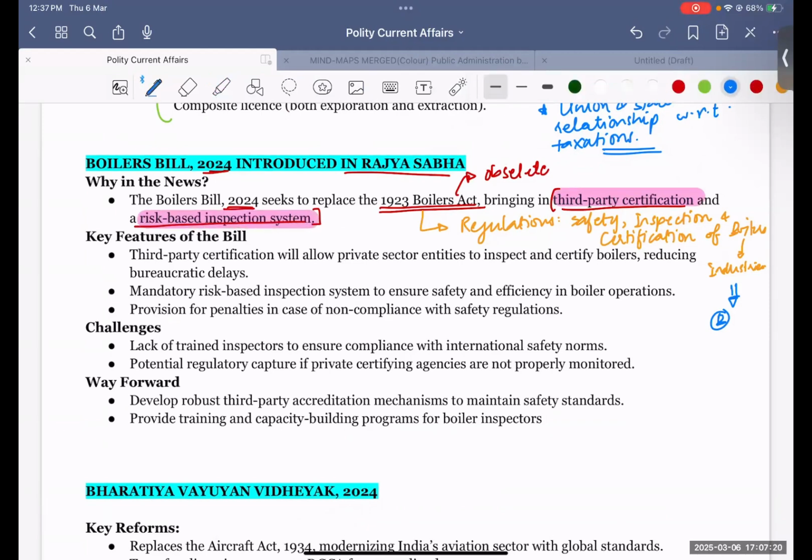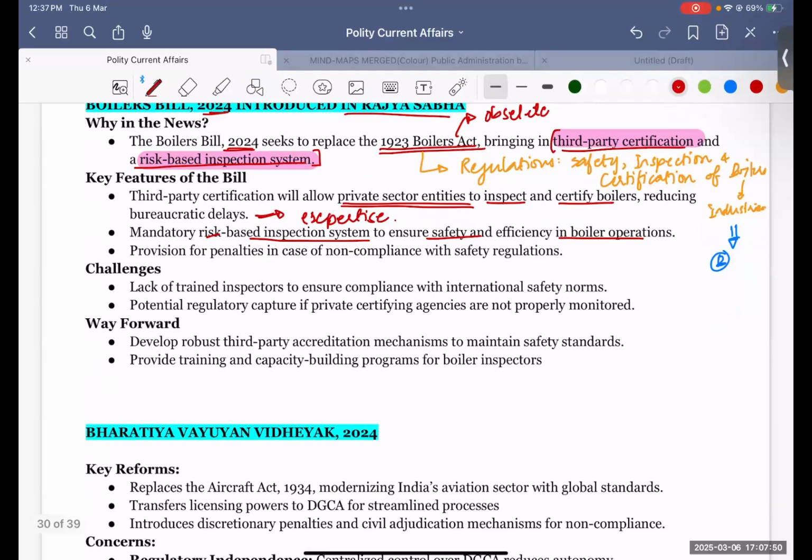Okay, so what are the key features of this bill? That third-party certification will allow private sector entities to inspect and certify boilers. Okay, with private sector being involved, you can also see expertise. They bring in their expertise. Also, there is a mandatory risk-based inspection system to ensure safety and efficiency of boiler operations. Provision for penalties in case of non-compliance with safety regulations.